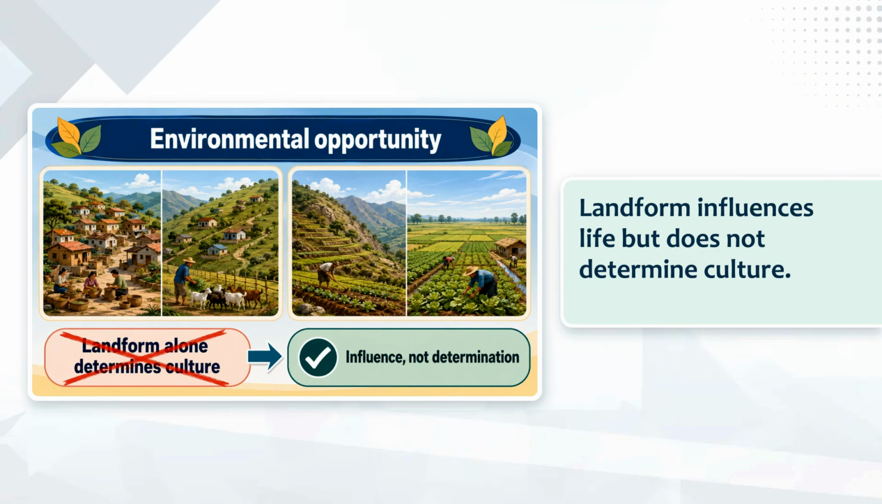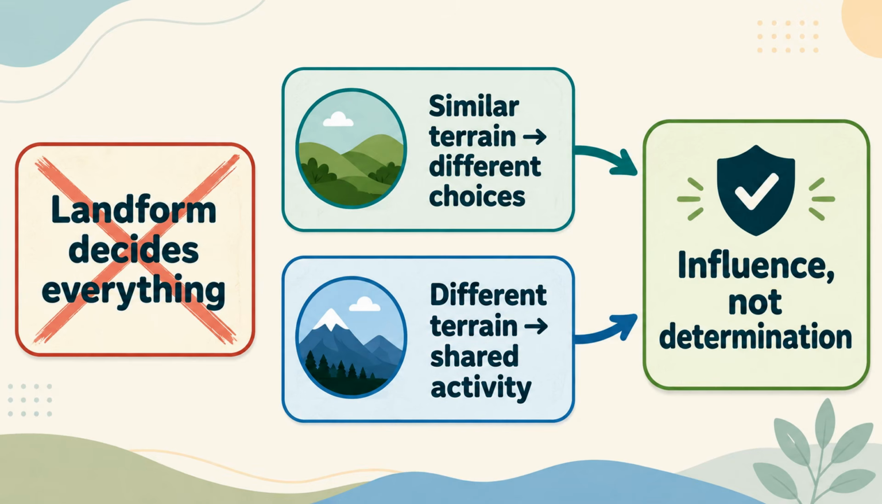The two panels test a very strong claim. Landform influences life, but does not determine culture. Similar places can support different choices. A deterministic claim treats the environment as if it were the only cause of human behavior.